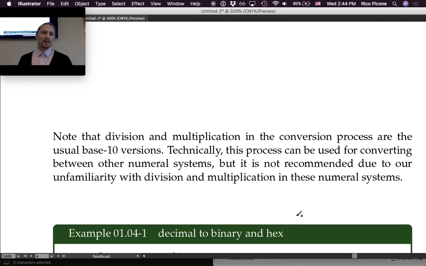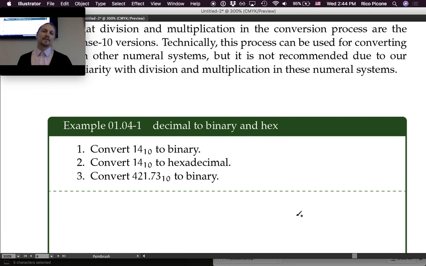Okay, so decimal to binary and hex. So convert base 10 number 14 to binary. That's the first part, and then the second part is convert to hexadecimal, and then the last one is to convert this fractional decimal in base 10 to binary.